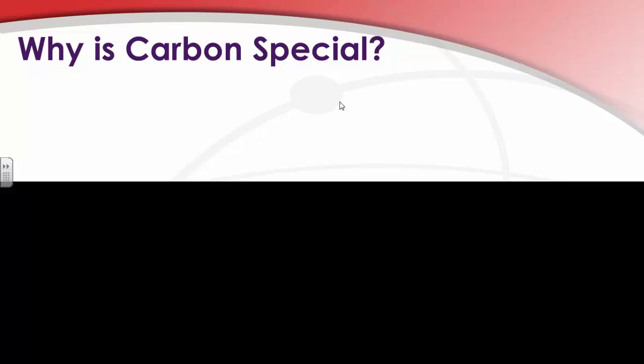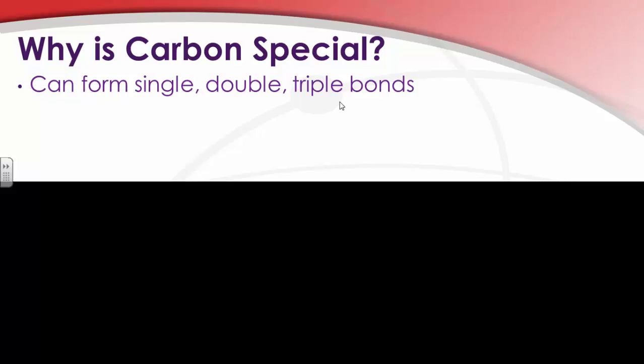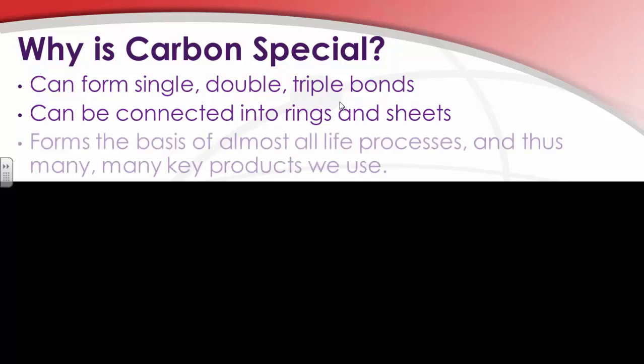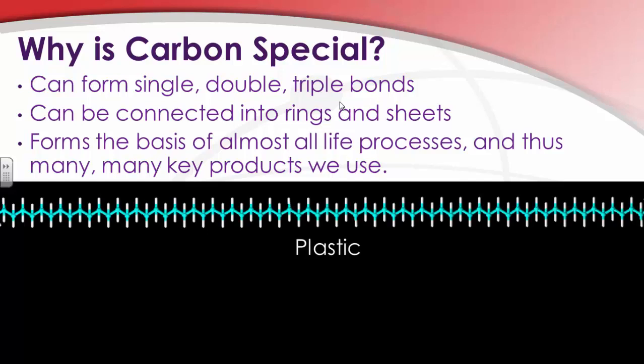But why is carbon so special? Well, carbon has some unique properties, or at least very exclusive properties. It can form single, double, and triple bonds, and we'll see more about that later. We can connect it up to other carbon atoms to form rings and sheets. And when we start to do these things, we can form the basis of almost every life process and many, many key products that we use every day.